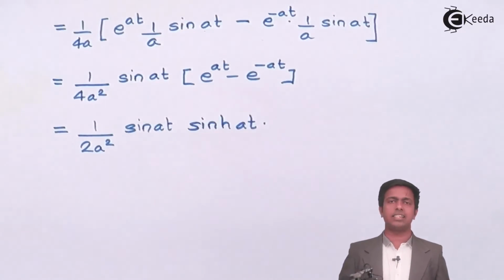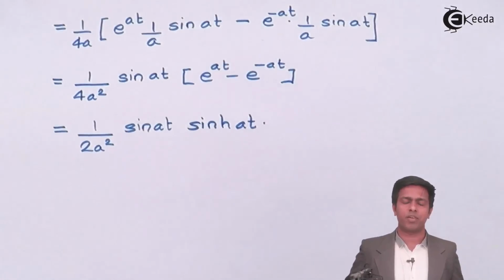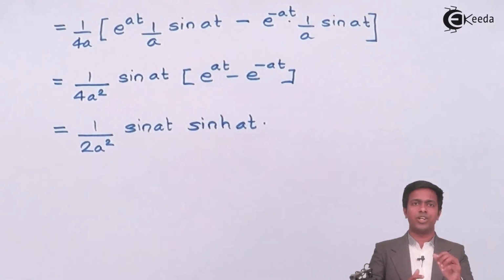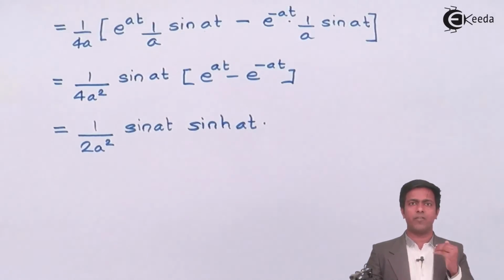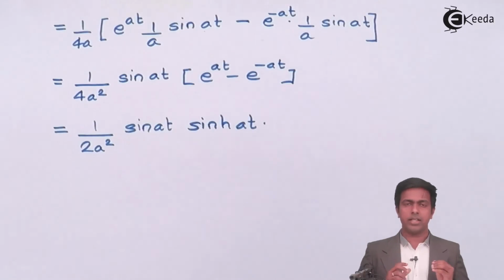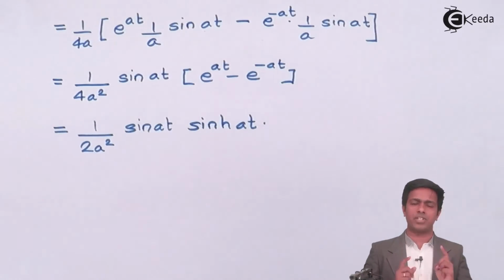And guys, this is nothing but the inverse Laplace transform of the given function. So I'm sure that you understood how I converted that degree 4 equation into a degree 2 equation, and then how I got the inverse Laplace transform by using partial fraction and the shifting theorem.